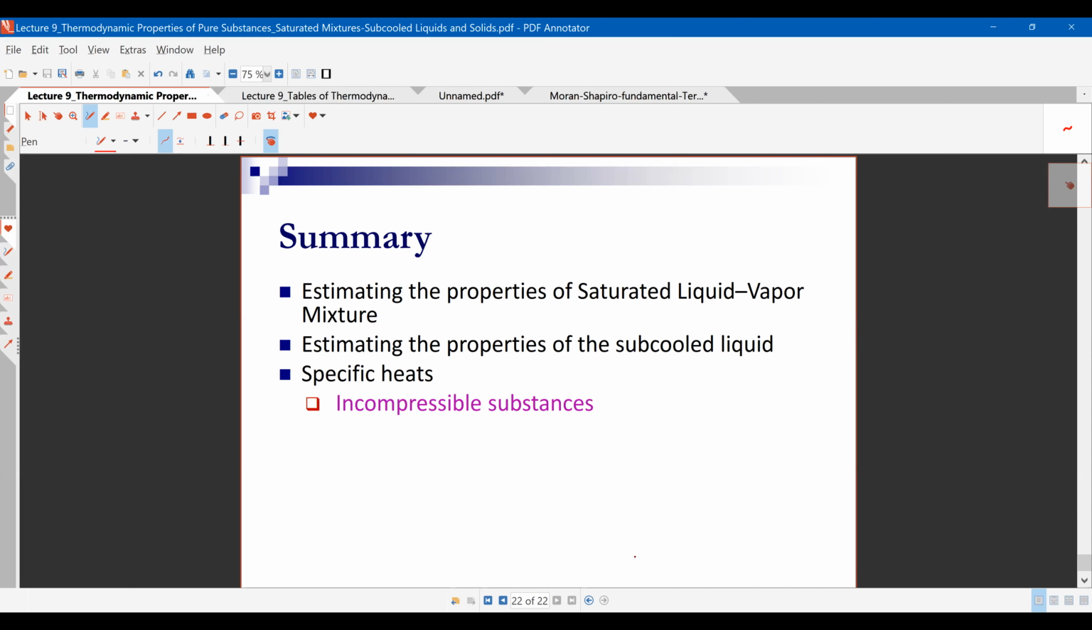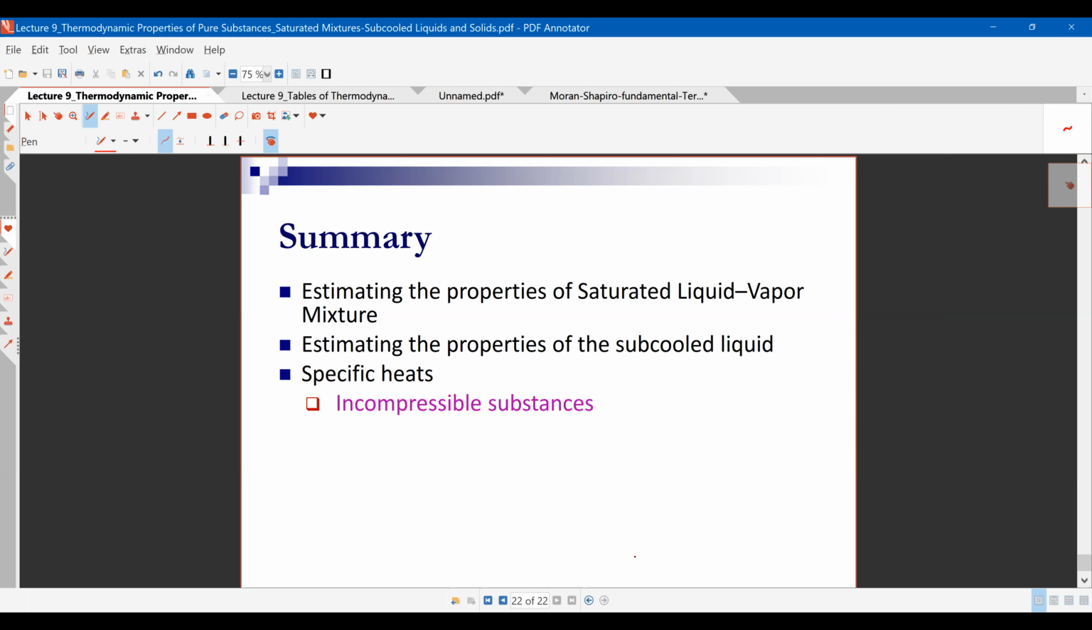So for the water, you have the tables, but for all other materials, when you are dealing with the subcooled liquid, we are going to use the estimates that we learned today. Also, we discussed specific heats, and we learned how to use the concept of specific heat to calculate the change in the internal energy and enthalpy of incompressible materials, including solids and liquids.